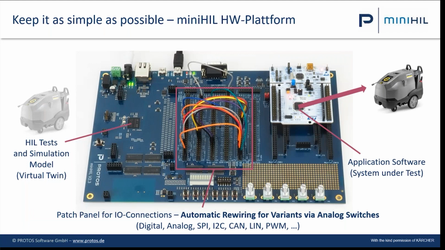Now, how do we do that? From a hardware perspective, we use our mini hill board. So the idea is, the blue one is the mini hill board here. We test at the pins of the microcontroller, so that's the system under test here. We connect the pins of the microcontroller over this patch panel with our test system. And now, since it's only wiring here, we can switch easily between different variants on that level.